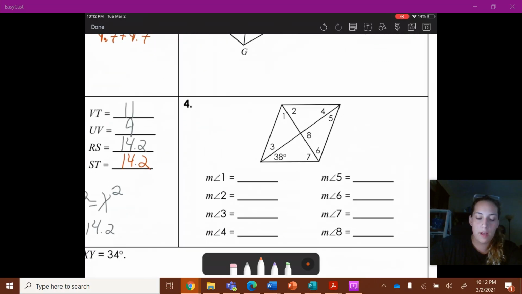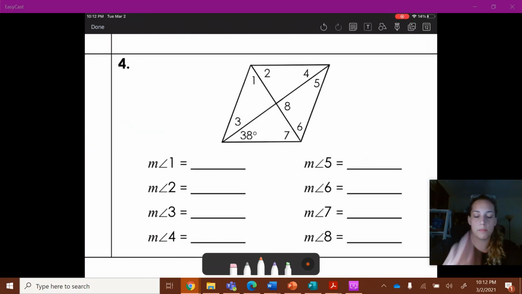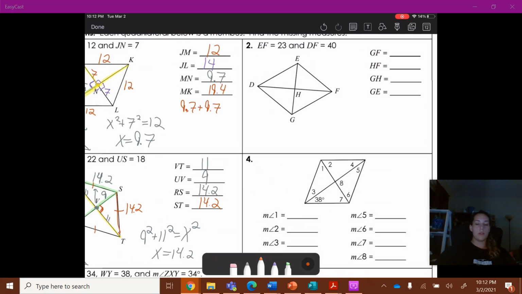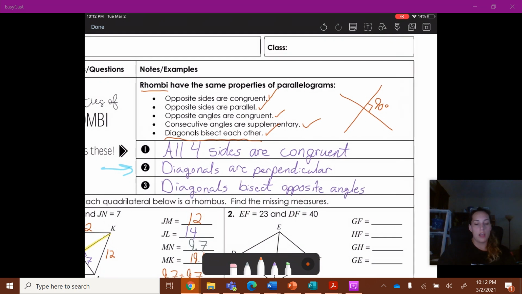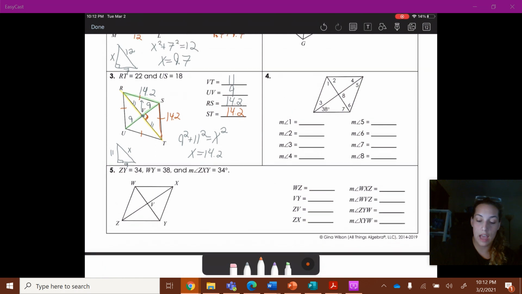All right, now let's talk about these angles. It's one of my favorite parts about rhombuses. I would encourage you to go back and look up here. Let's just review what we know about angles. Opposite angles are congruent. Consecutive angles are supplementary, and the diagonals bisect opposite angles. So they cut those angles in half.